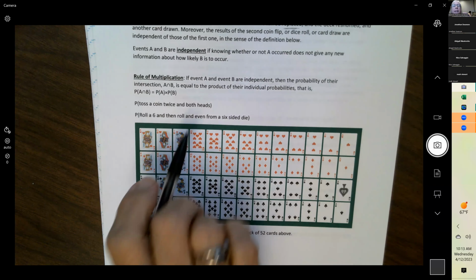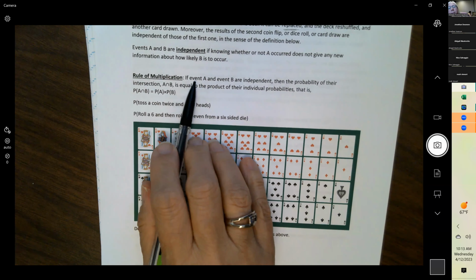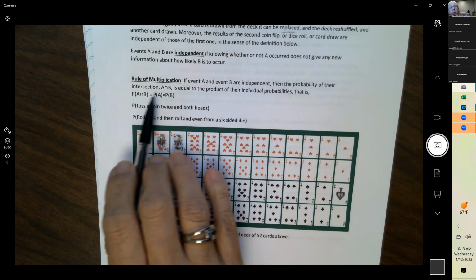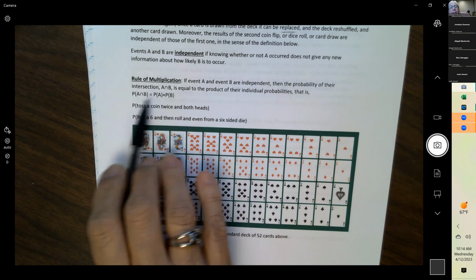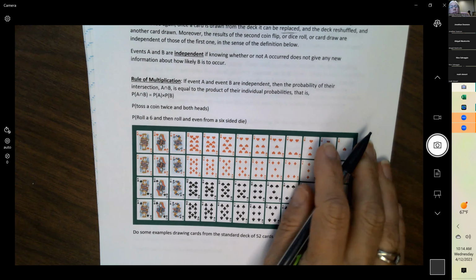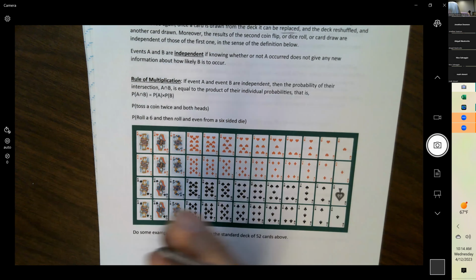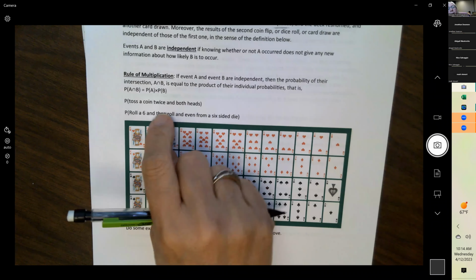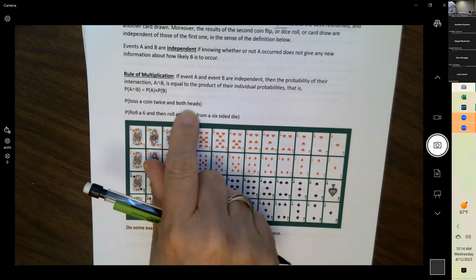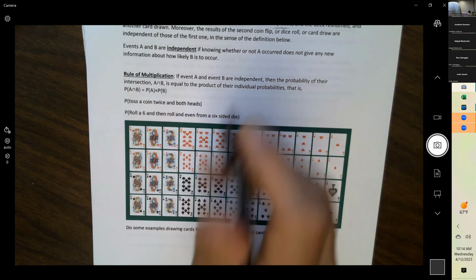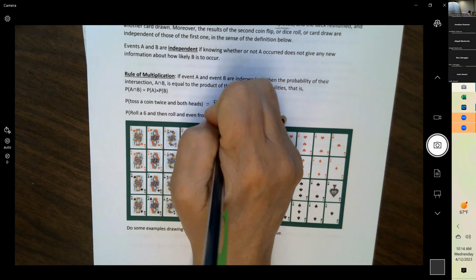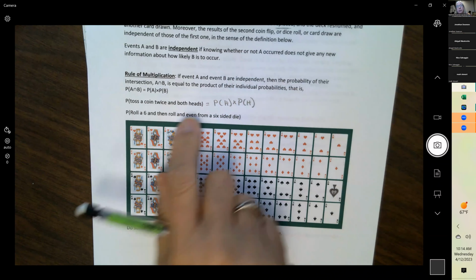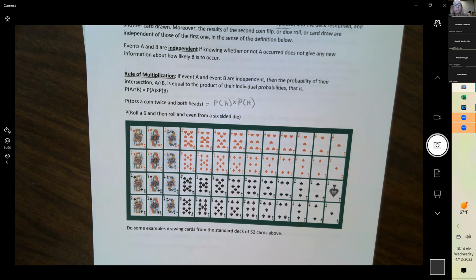The rule of multiplication: if two events A and B are independent, so if one cannot affect the other, then the probability of the intersection you can multiply together. So if we're tossing a coin twice and we want the probability that they're both heads, we could just use the probability of heads times the probability of a head. Because tossing a coin, they're independent of each other.